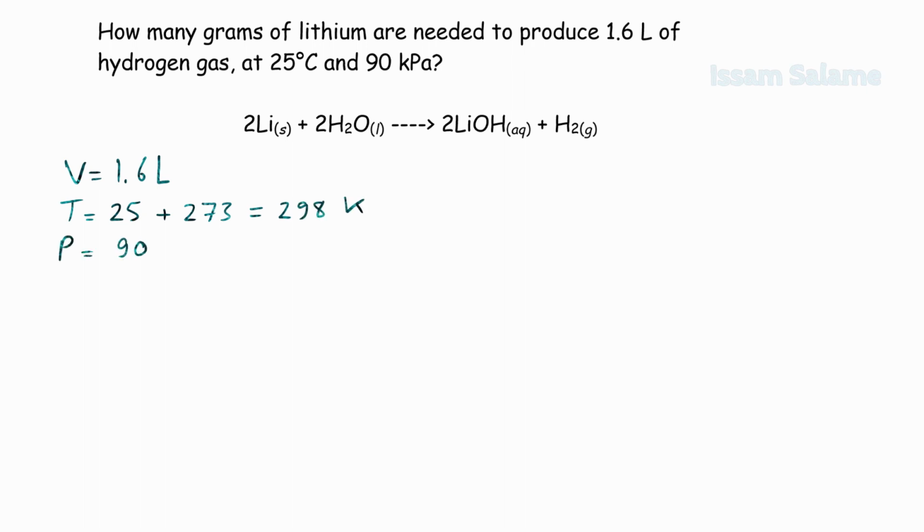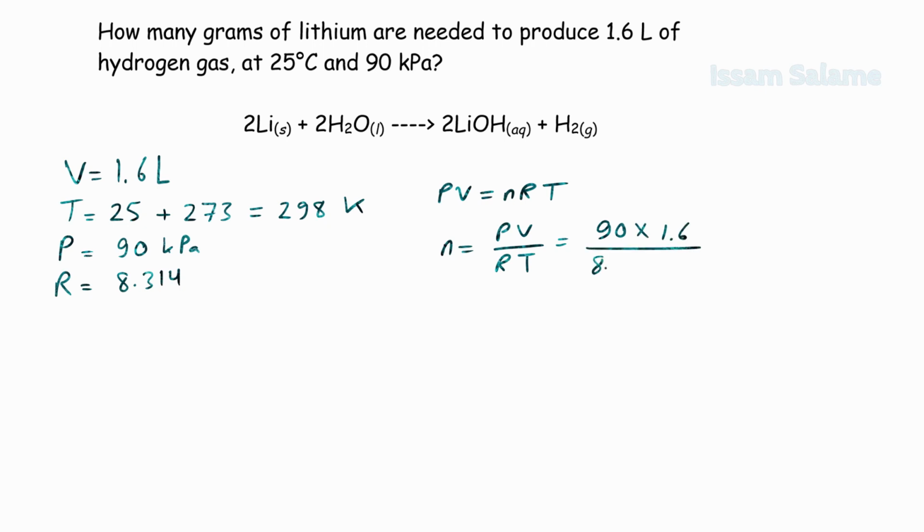Pressure is equal to 90 kilopascal, and since the pressure is in kilopascal, the proportionality constant R is equal to 8.314. We write the ideal gas law, PV equal to nRT, then number of moles is equal to PV divided by RT. We replace the variables by their values, we do the math, and we find that number of moles is equal to 0.06 moles of hydrogen.